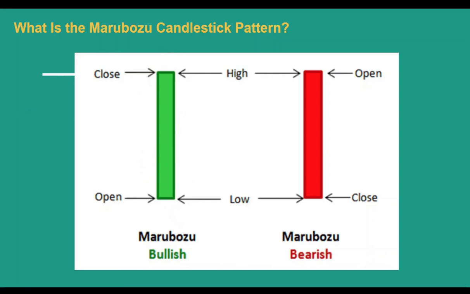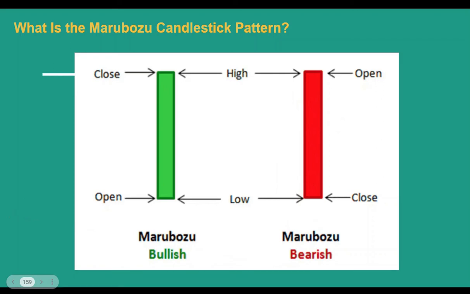Prices have not traded outside of the opening and closing price extremes, implying that a strong directional trade has been taking place. To distinguish a bullish Marubozu pattern from a bearish one, simply consider the color of the candlestick body. If the color is green, it's a bullish Marubozu, and if the body is red or black, it's a bearish Marubozu.